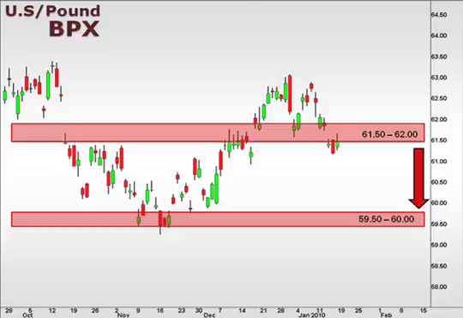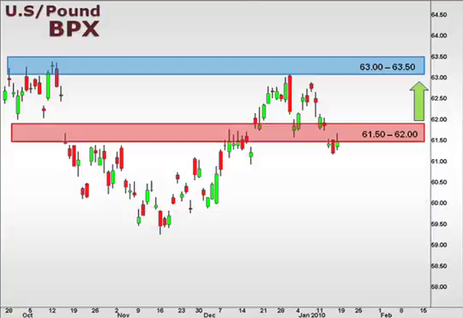If the pair holds at 61.5, we're open for a bounce that is likely to meet with resistance at the 63, 63.5 range. A break above that opens the window for an extended move higher.